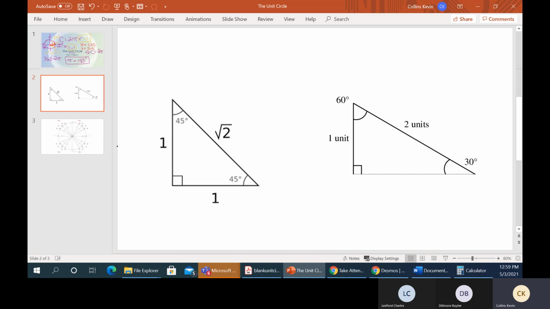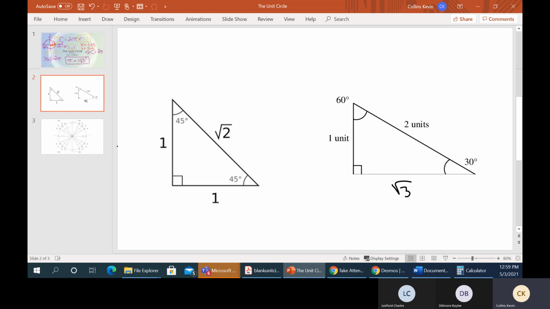So notice that it says for the 30, 60, 90, the one on the right, it says that the hypotenuse is 2 units. The shortest side is 1 unit, so the long side is twice as long as the short side. And then this side here is going to be the square root of 3. Why it's a square root of 3, we'll come back to. Okay, but these ratios you need to know.